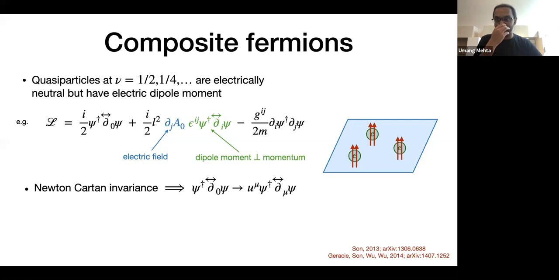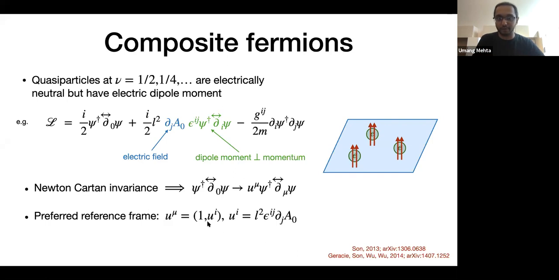There's another way of seeing why such a coupling should exist, which is through Newton-Cartan invariance. The prescription for that is to take a time derivative term and replace it with u dot d mu, where u is some d plus one dimensional velocity that picks a preferred frame in our non-relativistic spacetime. In our case, we have a natural choice for u, which is 1 comma this vector given by epsilon ij times the electric field. And with this prescription, we obtain this action back.